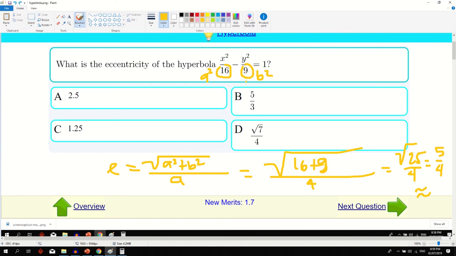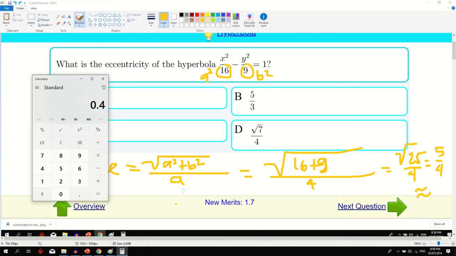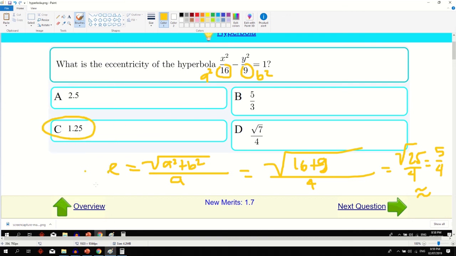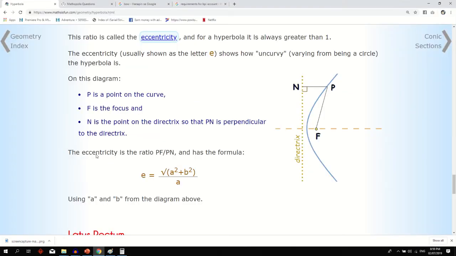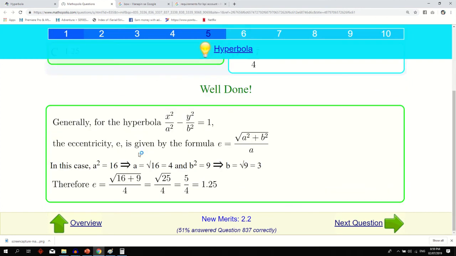Oh, it is correct. It should be 9/4. Okay, so 5 divided by 4, we will use our magic calculator. 5/4 is equal to 1.25. So the answer is C. So let's try C.